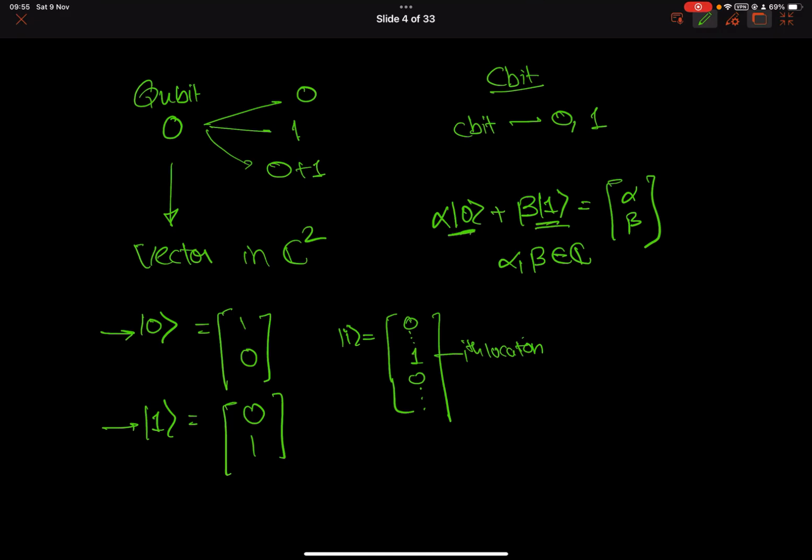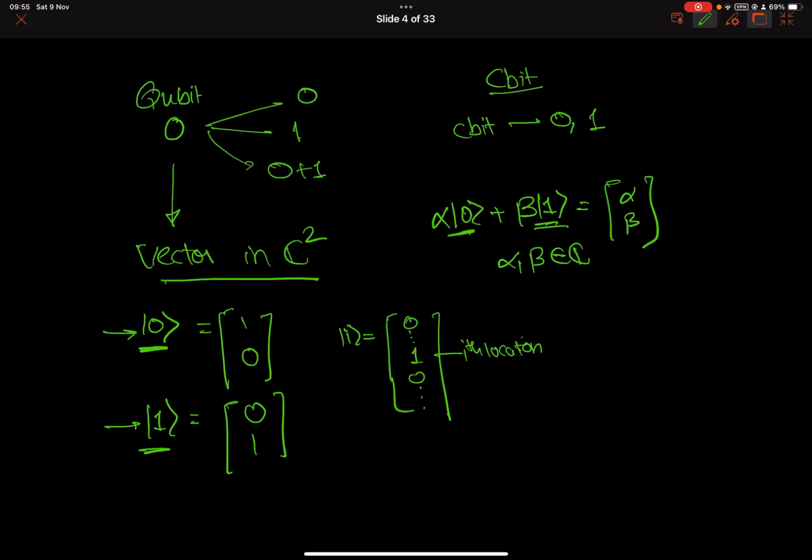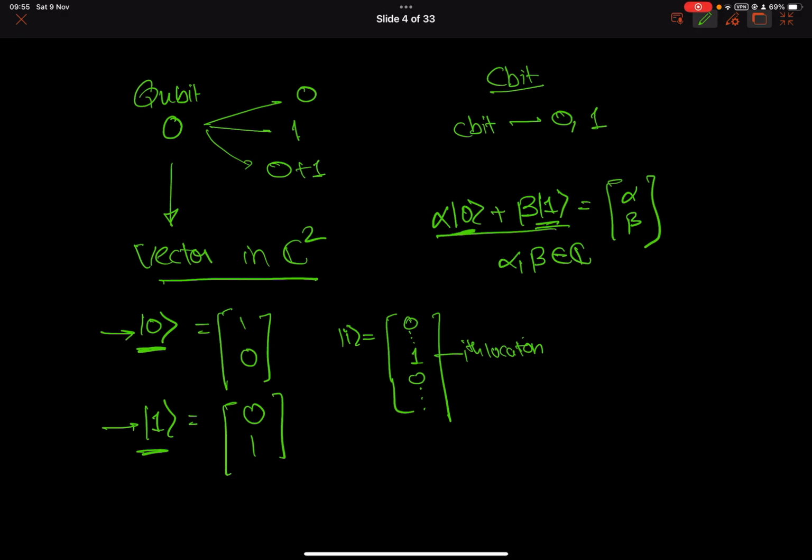As I said, a qubit exists in a two-dimensional complex vector space, and this space has ket 0 and ket 1 as its classical basis states, similar to the classical computing case. When I say that the qubit exists in superposition, it means that it exists in this two-dimensional complex vector space formed by the basis states as a linear combination of those two states. So it's alpha ket 0 plus beta ket 1, which is equivalent to the vector (alpha, beta), where alpha and beta are complex numbers. This is the superposition state of a qubit.